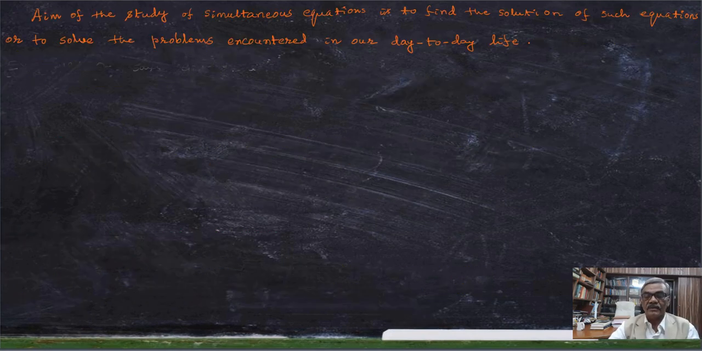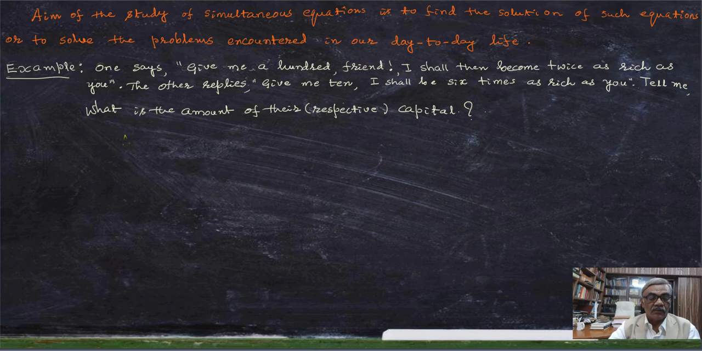The aim of the study of simultaneous equations is to find the solution of such equations or to solve the problems encountered in our day-to-day life. For example, one says to a friend, give me 100, maybe rupees or something else, and I shall then become twice as rich as you. The other replies, give me 10, and I shall be 6 times as rich as you. Tell me the amount of their respective capital.